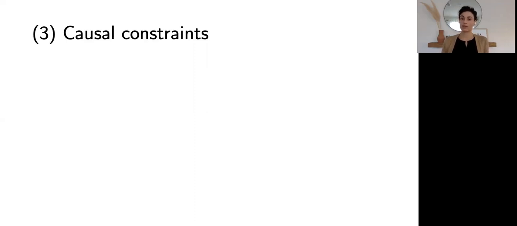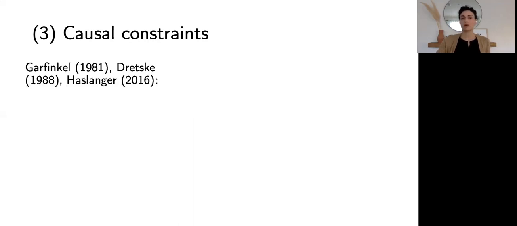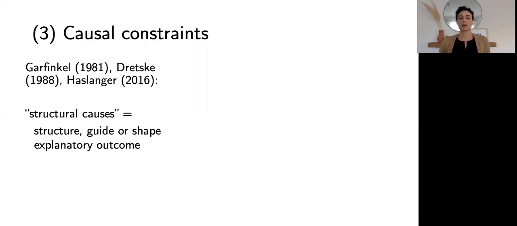And when they are, they're said to play a unique role in different types of explanations. This is seen in the work of Garfinkel, Dretske, and Haslanger, in which there's discussion of structural causes. These are causes that are said to structure, guide, or shape the explanatory interest. I'm going to suggest that these structural causes are well understood as a type of causal constraint.